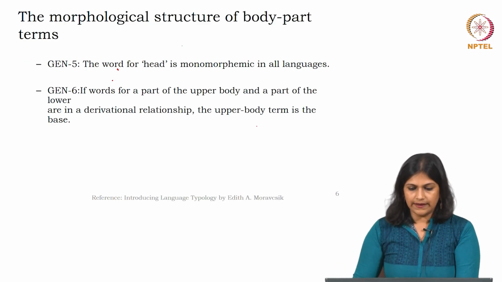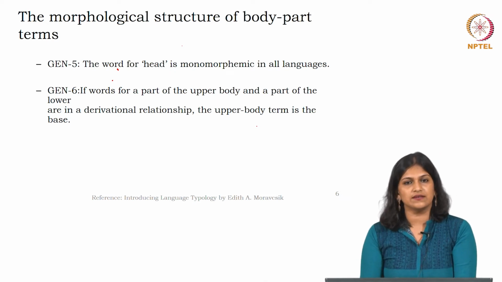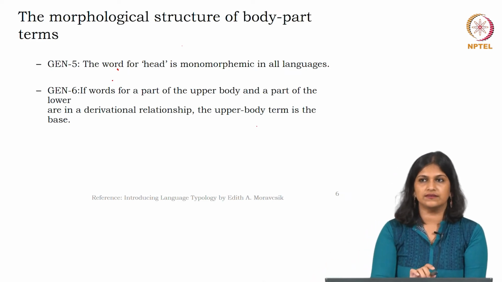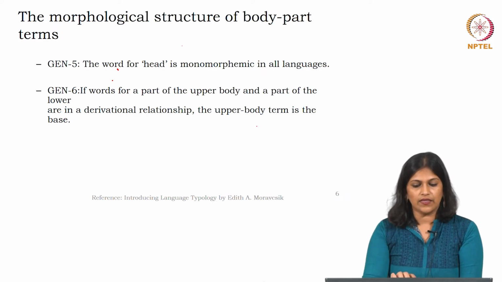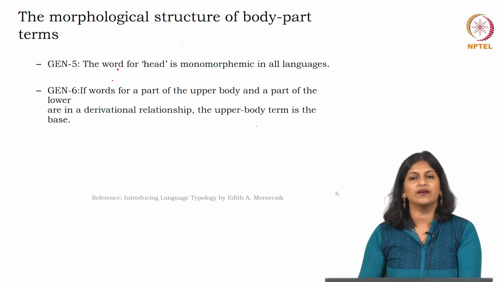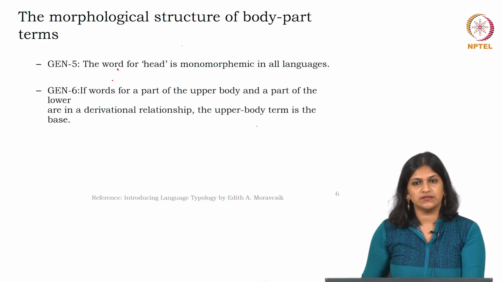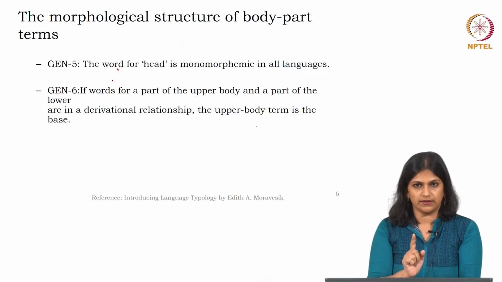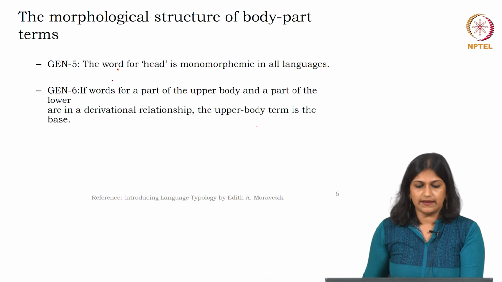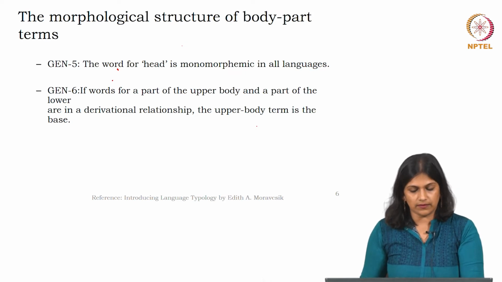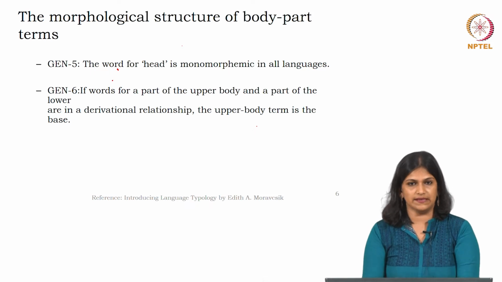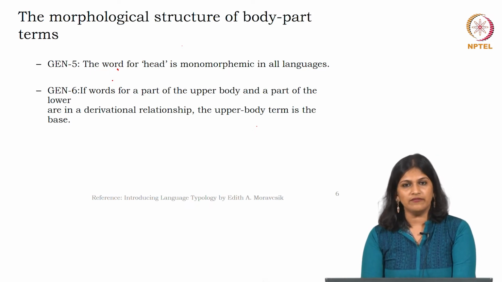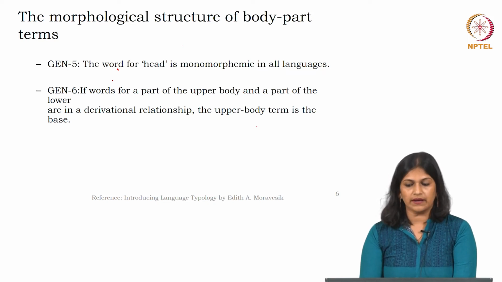Okay. Now, let us come to the fifth one. These are all related to the body part, the lexical items used for the body part. What does the fifth generalization say? It says the word for head is monomorphemic in all languages. Here the morphology comes into existence. I will discuss in detail in a while, after this section gets over. Monomorphemic means there is only one morpheme, so you cannot break the word into any parts. The word for head, you think about all the languages that you know and you experiment with this. The word for head is always monomorphemic in all languages.